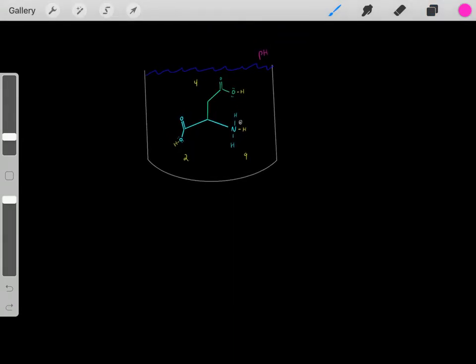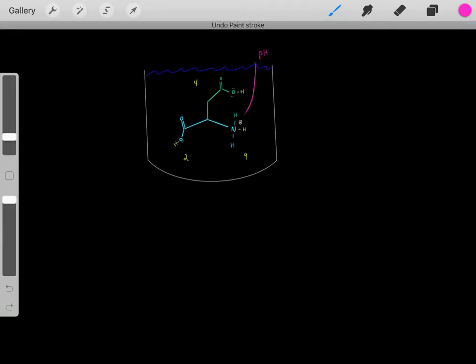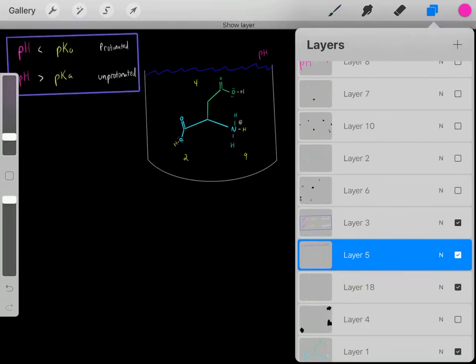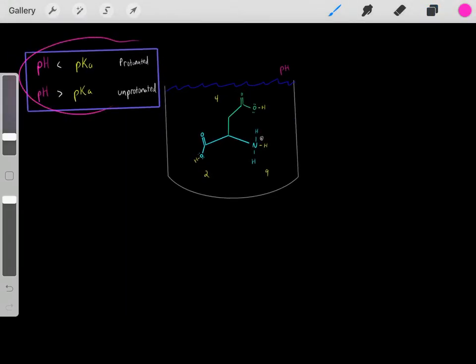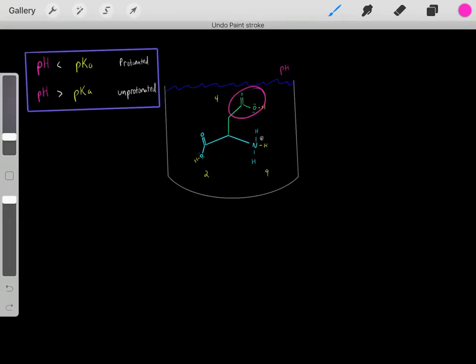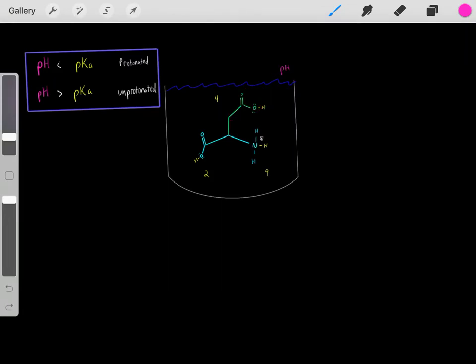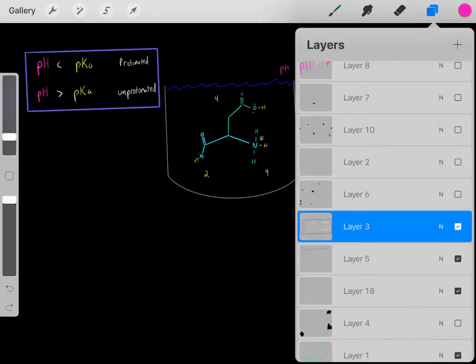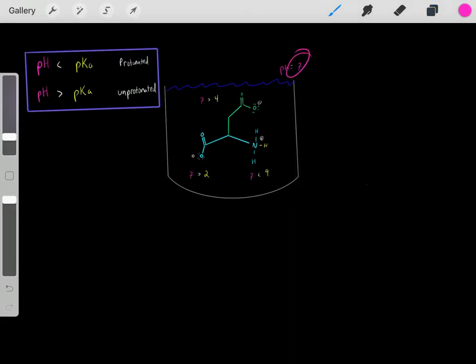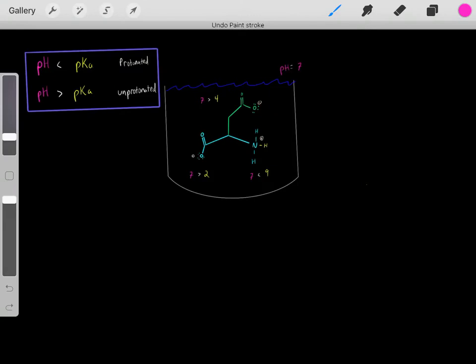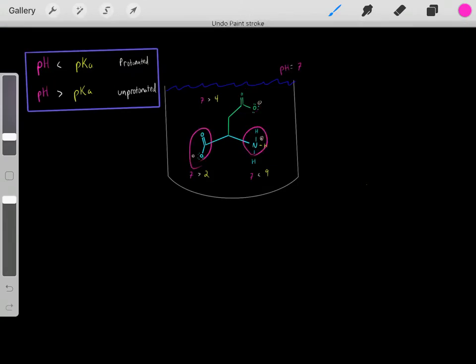Well, again, in the last video, we explained how it's the pH of the solution that determines whether the functional groups are protonated or deprotonated. And we explained this neat trick where we can compare the pH of the solution to the pKa of the functional group to determine whether the functional group is protonated or not. For example, let's say we have a pH of 7. If we have a pH of 7, will these functional groups be protonated or deprotonated?